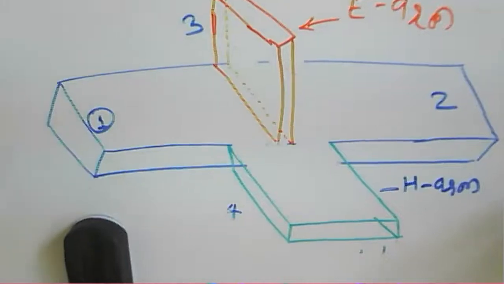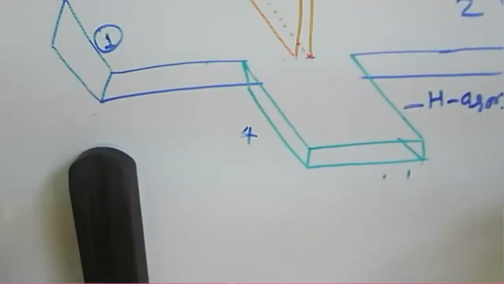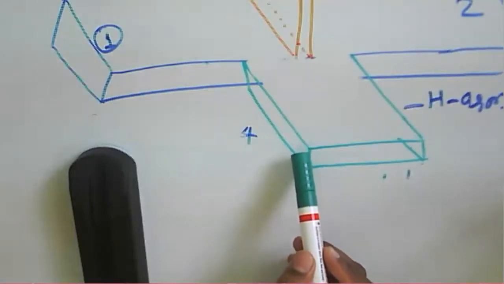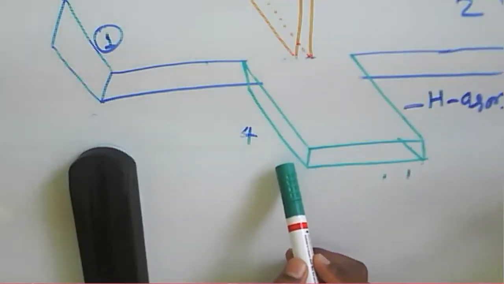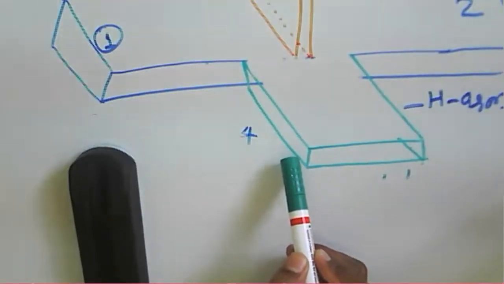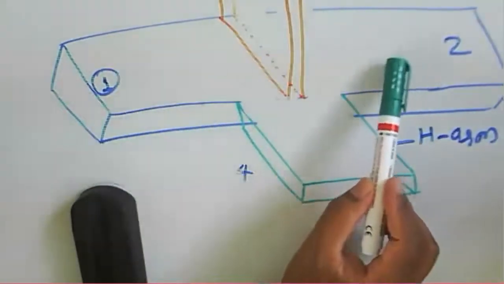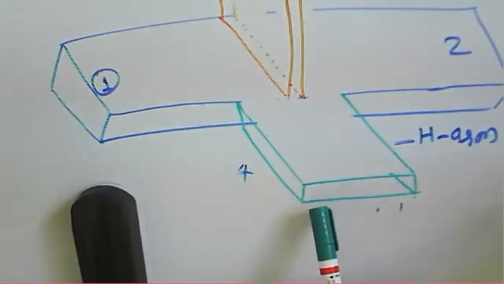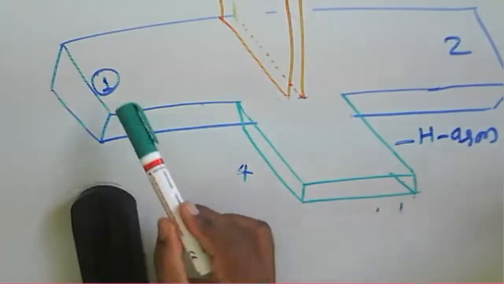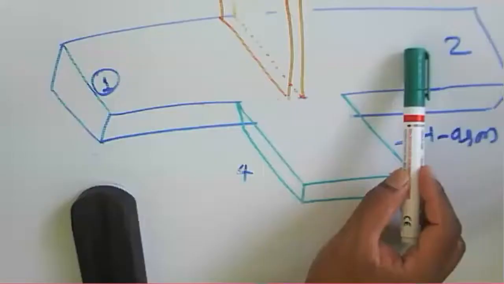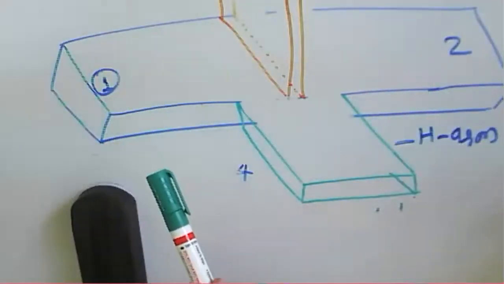Now if we apply the input to port 4 here, then the output will occur. The output will be available at port 1 and port 2, as we have seen earlier. If A is the amplitude, the output available at port 1 and port 2 will be A by root 2 here. That is the amplitude at that particular port.